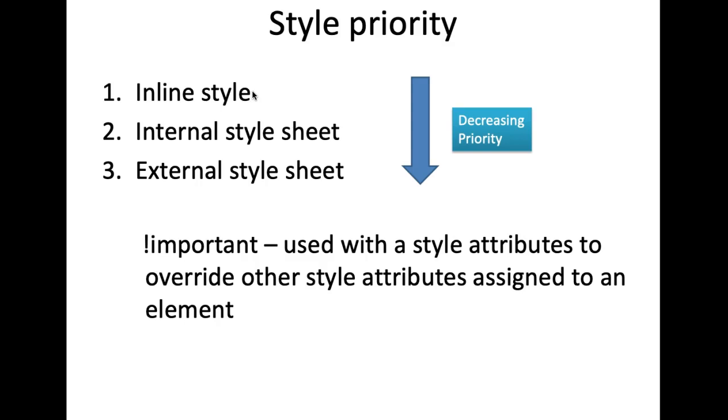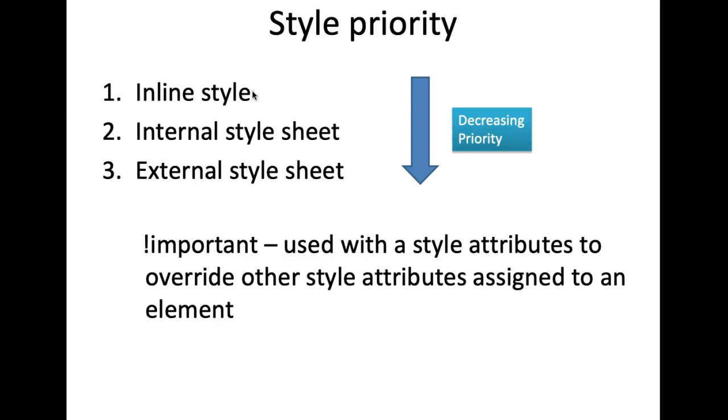So when you use these different types of style applications, there is a priority. The inline style would, of course, have the highest priority of a style, which means if I have an inline style on one specific H2 tag, as shown a few slides ago, that would override similar styles in both an internal style sheet and an external style sheet. There's also something called the important attribute, where we have an exclamation point important, and we can throw that in our styles. It's used with a style attribute to override any other style attributes assigned to an element.